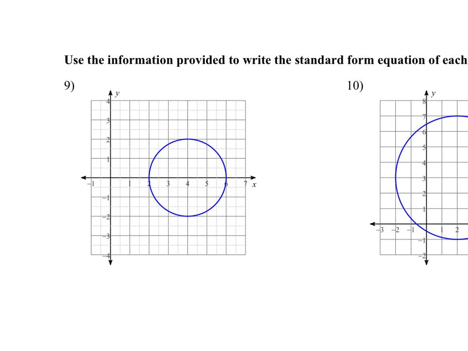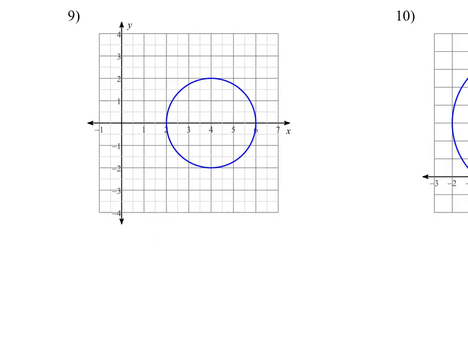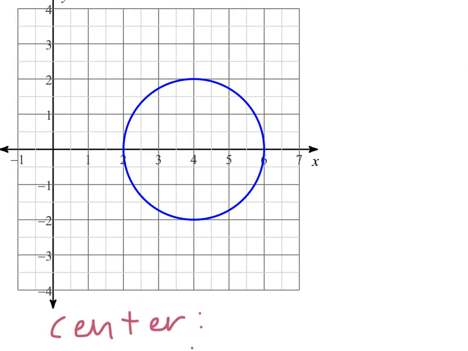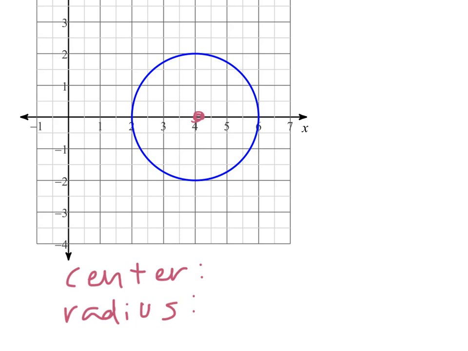Okay, now we have graphing, but we're starting out with the graph and we need to come up with the equation. So again, we need our center and our radius. So our center is this point right here, which is 4, 0. And then our radius, we just count and see how many places to the edge of the circle. So it's important here that we realize that each block is 1/2, but we're going from 4 to 6, so we're only going 2 places, so our radius is 2.